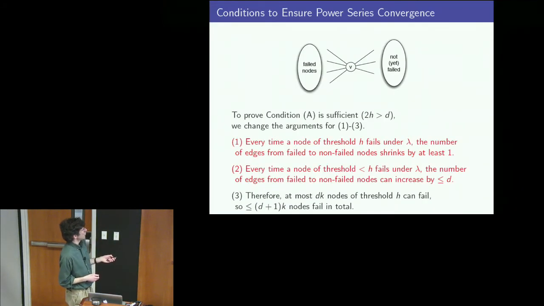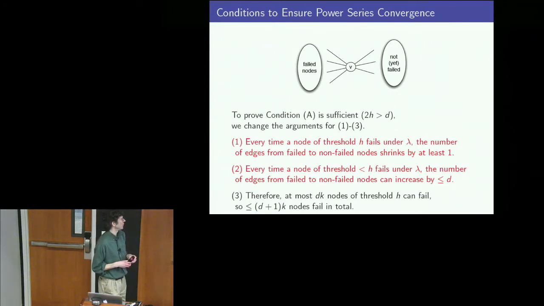The condition 2h greater than d. It's roughly the same kind of argument. I need a different potential energy. And the potential energy now is going to be the following thing. The number of edges going between failed nodes and non-failed nodes. Okay? So you put down a labeling of k nodes that failed. I'm going to look at the number of edges where one end has failed and one end hasn't failed.